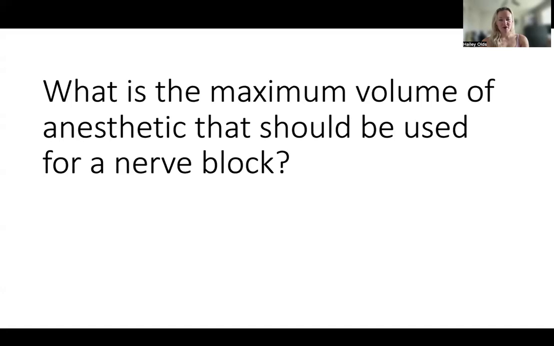What is the maximum volume of anesthesia that you should use for a nerve block? Like if you're talking about a digital block or something like that. 4 cc's.